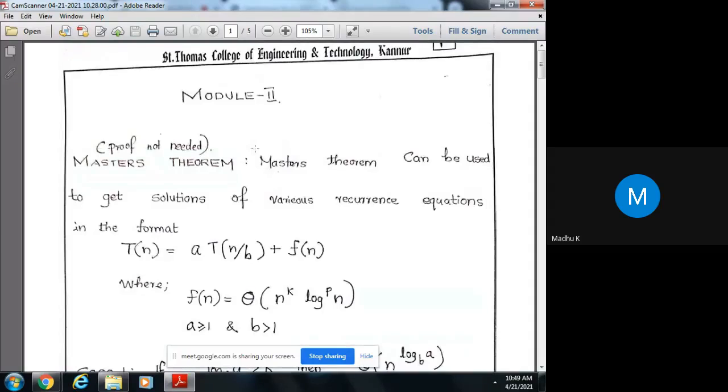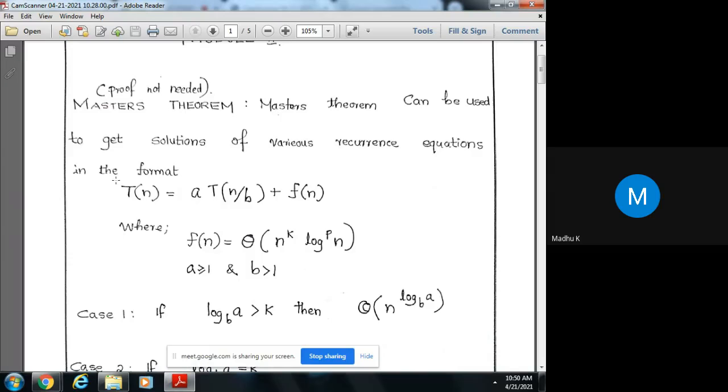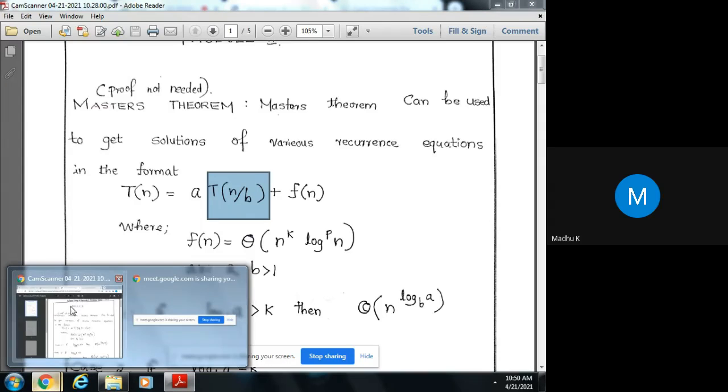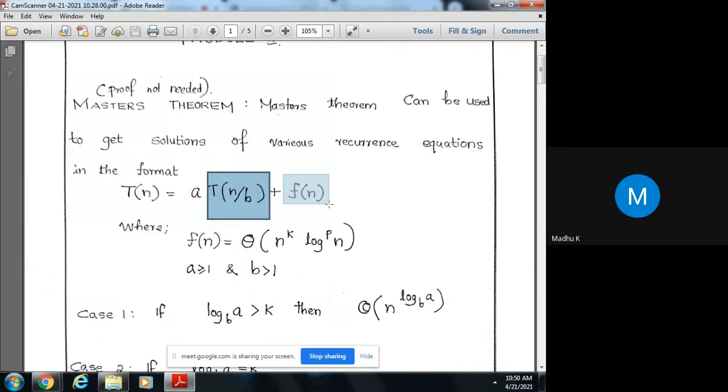Master theorem can be used to get solutions of various recurrence equations in the format T of n is equal to a into T of n by b plus f of n. Okay, please note the format.